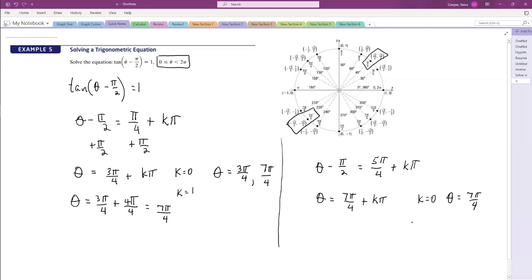So let's set k equal to 1. Theta would be equal to 7 pi over 4 plus 4 pi over 4, so 11 pi over 4. And that exceeds our 2 pi. So this one is out of the scope, and we're not going to get anything else. So our solution is going to consist of 3 pi over 4 and 7 pi over 4.